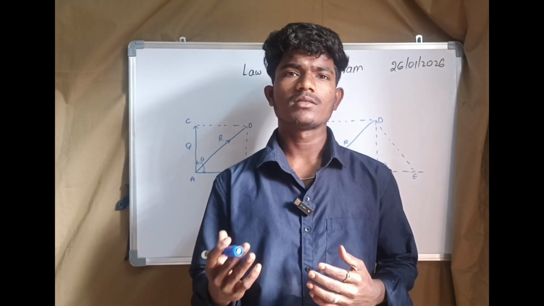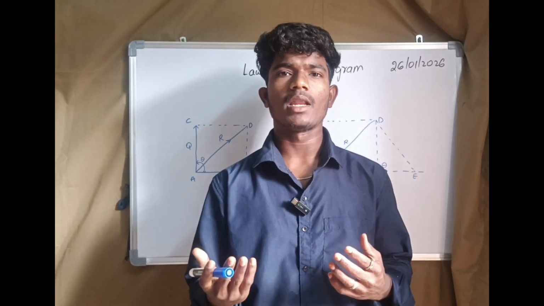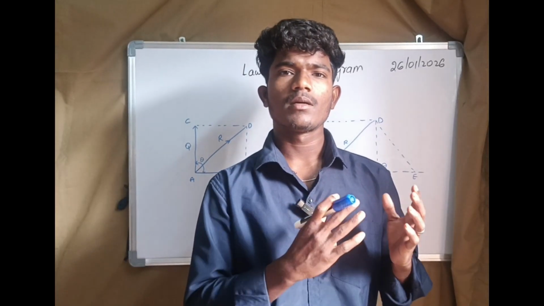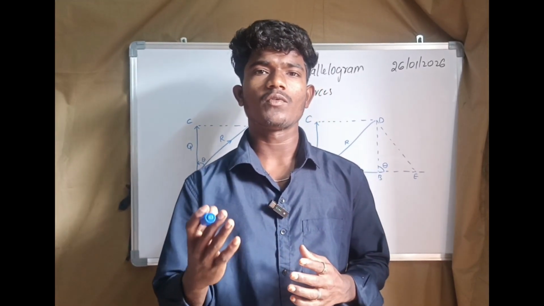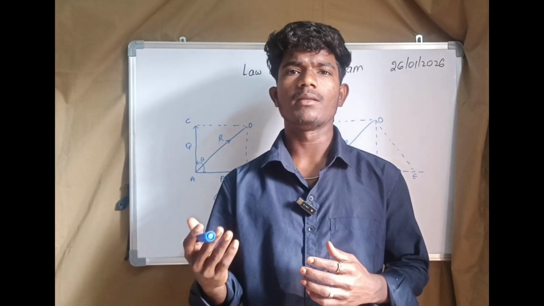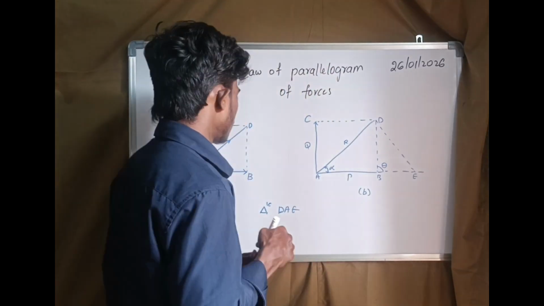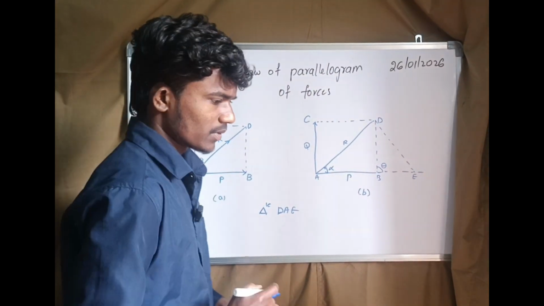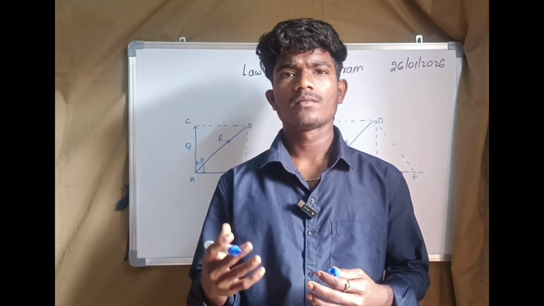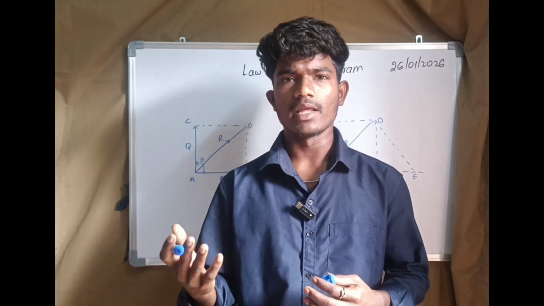The law of parallelogram of forces is defined as: if two forces meet at a point, their resultant can be found by the law of parallelogram of forces. This law states that if two forces acting at a point can be represented in magnitude and direction by the two adjacent sides of a parallelogram, the diagonal of the parallelogram passing through the point of intersection gives the resultant in magnitude and direction.